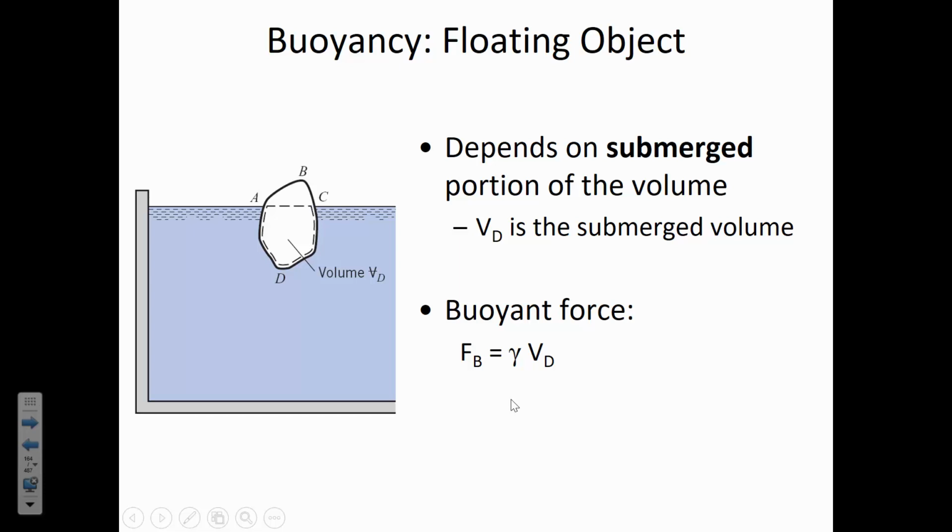So that's the difference. You need to know both the weight and the buoyant force in an equilibrium, but the buoyant force comes from the submerged volume. The weight comes from the overall volume of the object. Even the volume that's above the waterline is contributing to the weight.